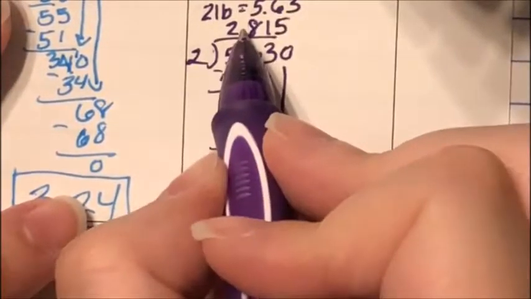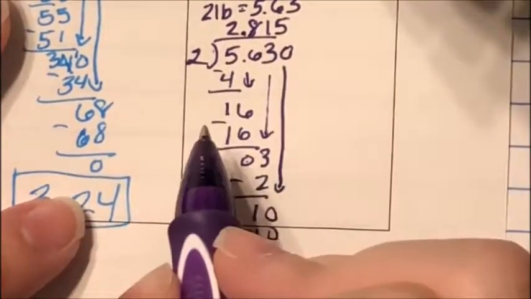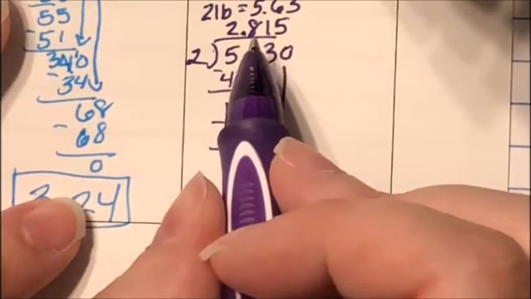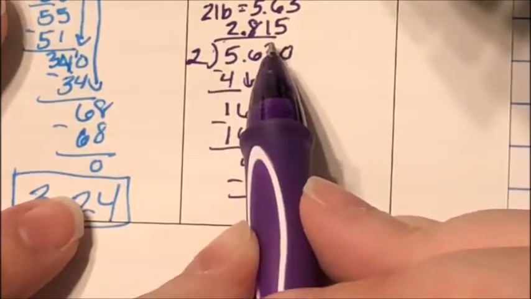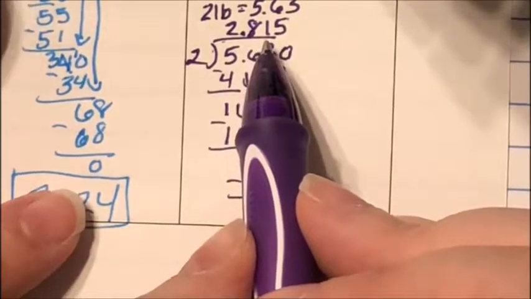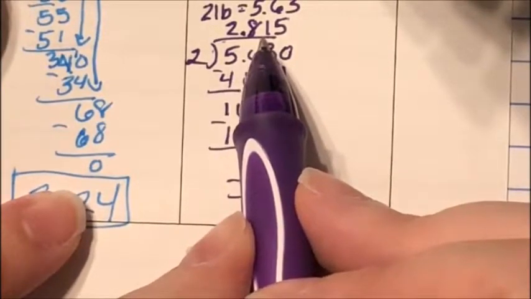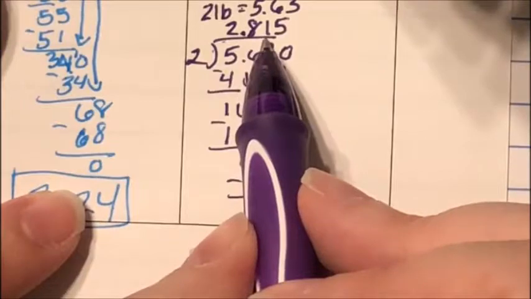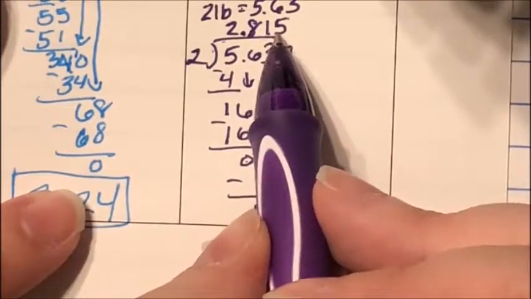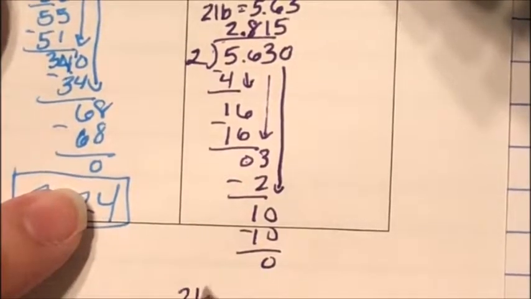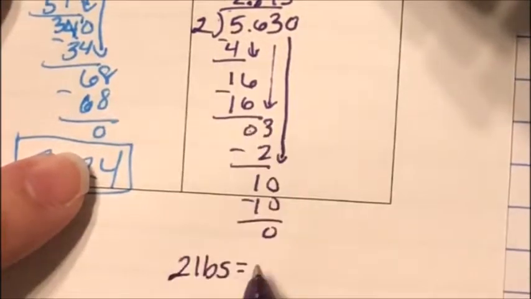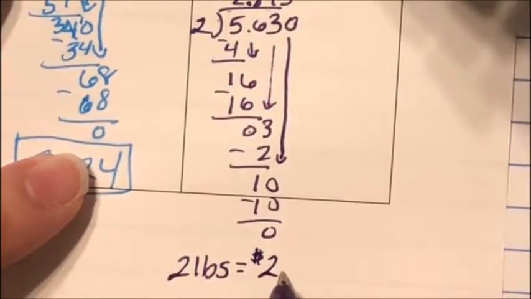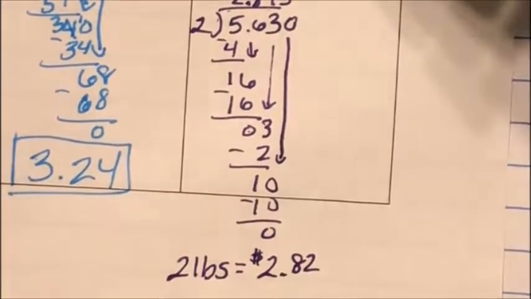Okay, so then I'm going to bring up my decimal, so I get 2.815, and I'm going to round, right? Because I'm worrying about a price, so I'm going to round to the hundredths place. So I look at my 1, I look next door, it's a 5. So 2 pounds equals about 2.82. So $2.82.